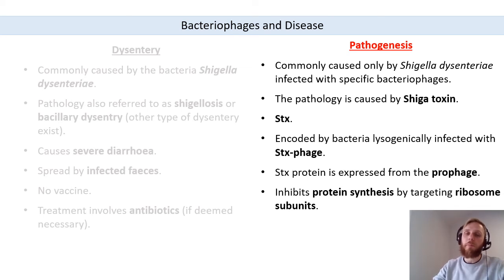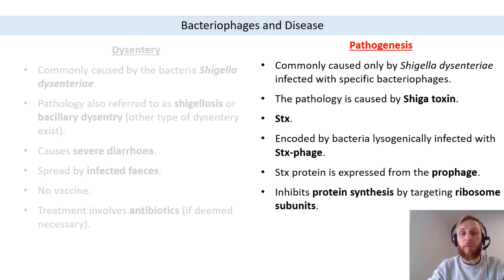And again, the same principle is seen where the bacteria acquires the ability to cause this disease when it is lysogenized by a bacteriophage. So as we said, the bacteria is Shigella dysenteriae. The pathology is caused by the Shiga toxin. So this is the actual toxin that is introduced into the Shigella species. You'll sometimes see it referred to as STX, so Shiga toxin. STX phage is the bacteriophage that lysogenizes the bacteria. So this is the bacteriophage that introduces the gene into the bacteria.